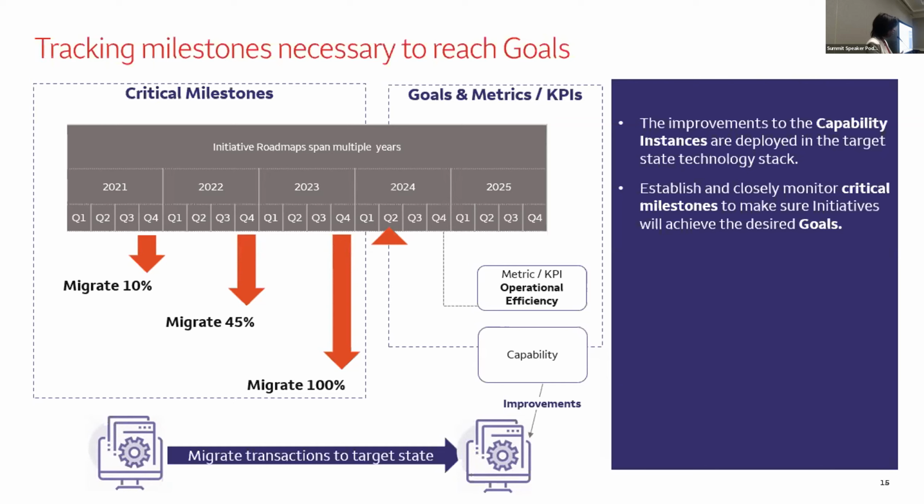So, for instance, by the end of 2021, we expect to have 10% of the volume on this new technology. By the end of 2022, 45%, and then by the end of 2023, all the transactions will now be on the target state, and that's where the capability is being enhanced, and now we can realize the benefits. So it's important to hold people accountable for achieving those critical milestones in order to achieve the long-term metric that contributes to your objectives.